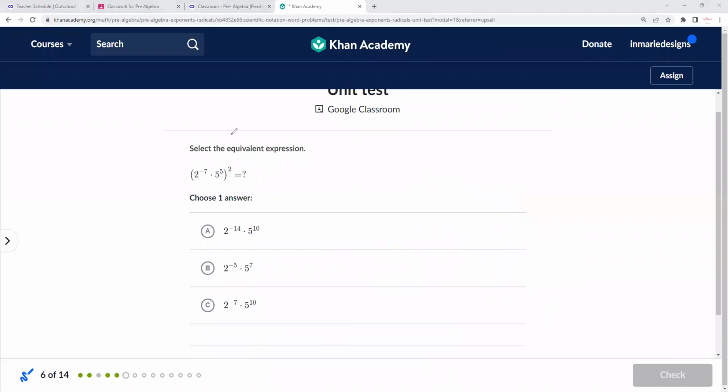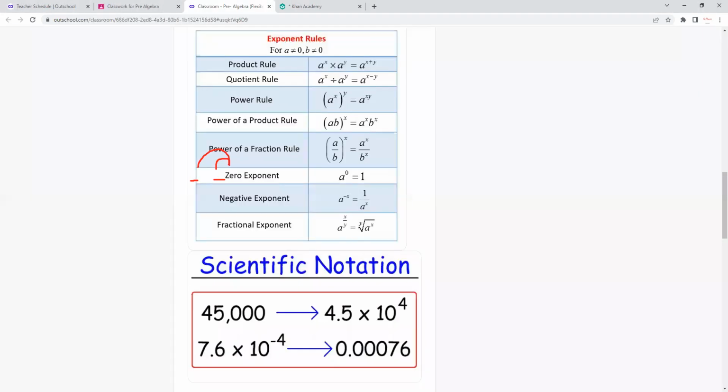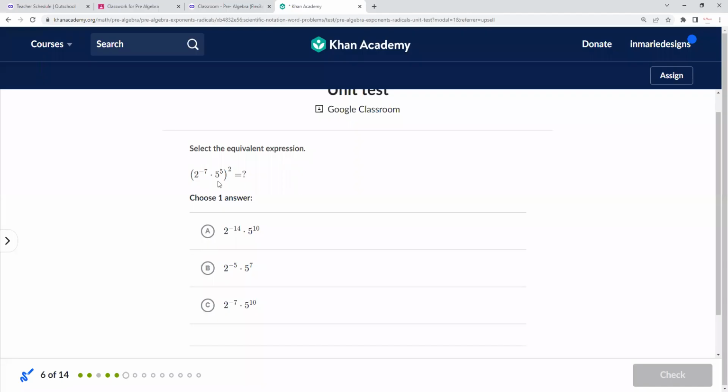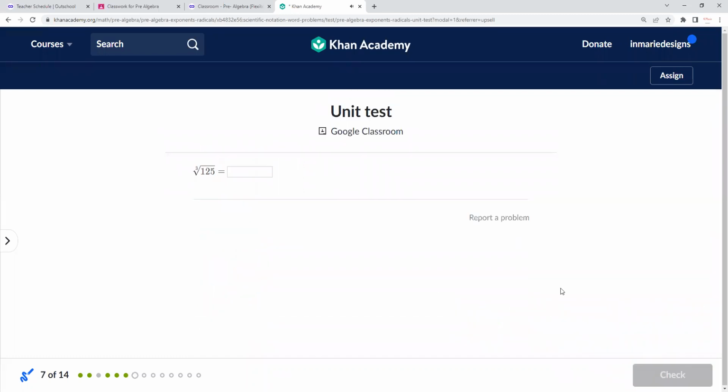Select the equivalent expression. Well, bases must be the same. So we cannot multiply those together unless the bases were the same, but we can apply that to both of those. This is called raising to a power, or the power rule, when you basically apply the outside exponent to what's in the inside by multiplying it, as you can see there. So I'm going to multiply that 2 by negative 7. That would get me negative 14, and then 5 times 2 is 10. Your answer would be A.